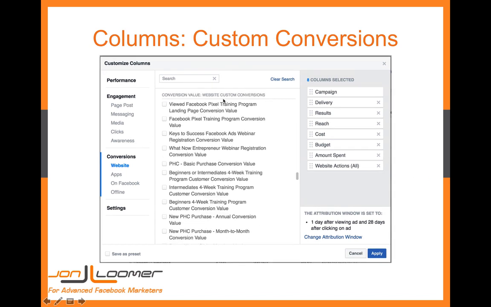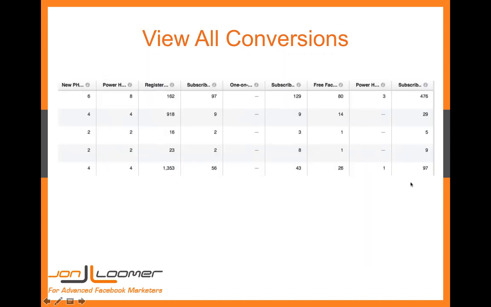You also do a conversion value if you want to create a column for that as well. So here's an example of what that might look like after selecting multiple standard events or custom conversions. You get individual columns for each of those conversions or products.